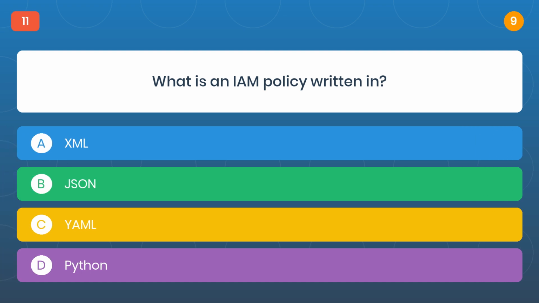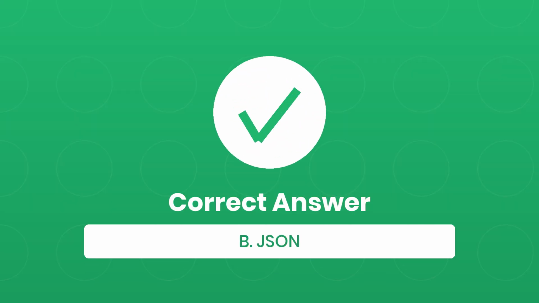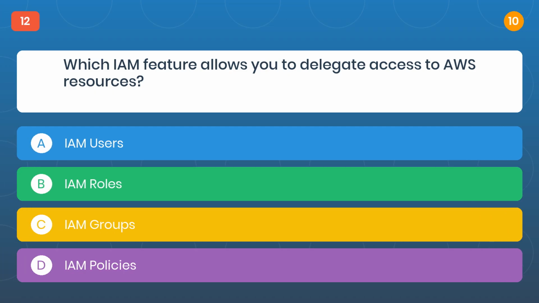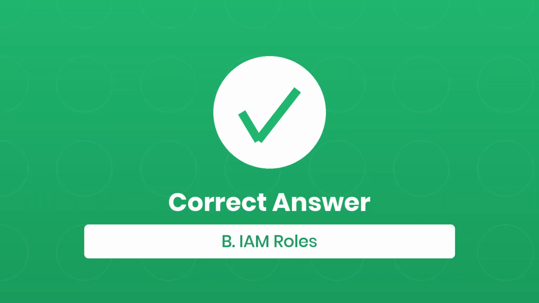Question 11. What is an IAM policy written in? The correct answer is B, JSON. Question 12. Which IAM feature allows you to delegate access to AWS resources? The correct answer is B, IAM roles.